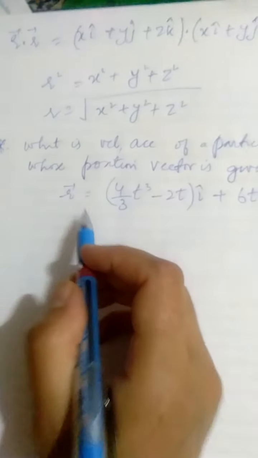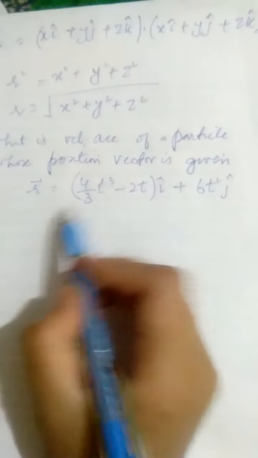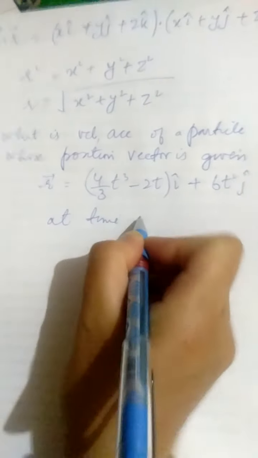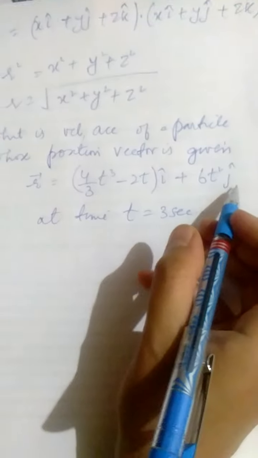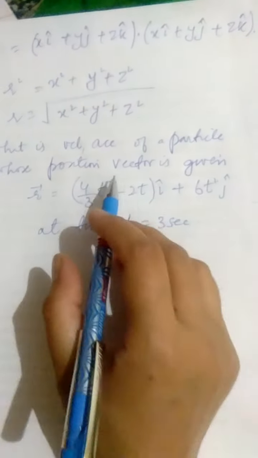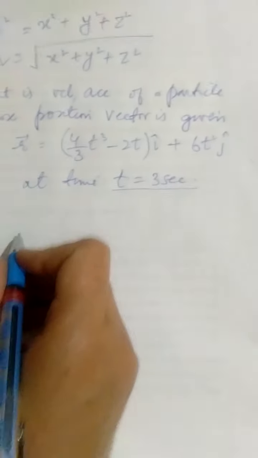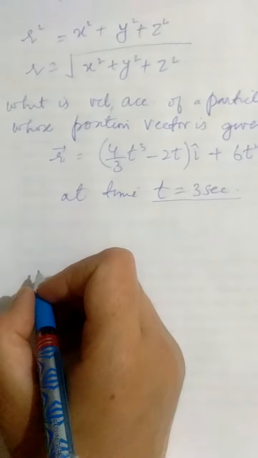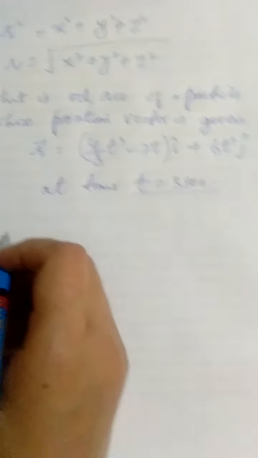So you have to find what is the velocity and acceleration of a particle whose position vector is given by this equation at time t equal to 3 seconds. So when the particle begins its motion, what will be its velocity and acceleration after 3 seconds, right? It's quite easy to find. Now I'm doing all these things because you are beginners in your first semester course, but gradually you should get habitual with this. You should be able to do it of your own as well.